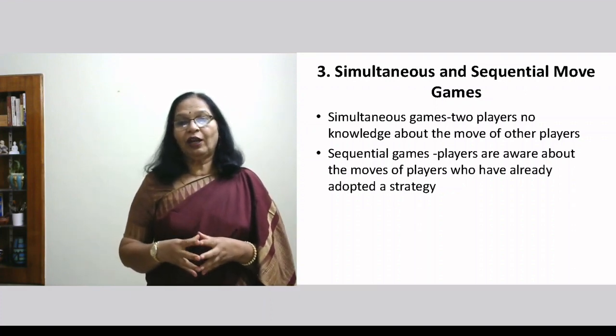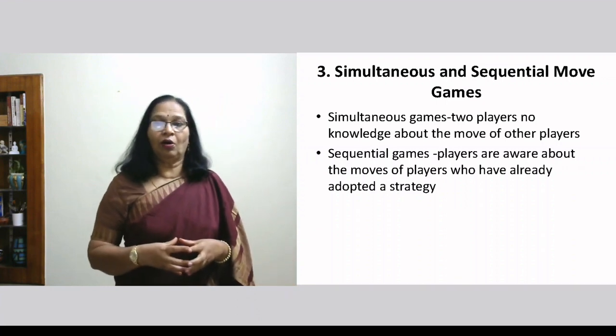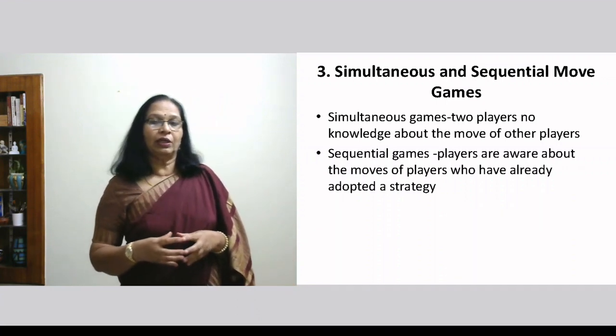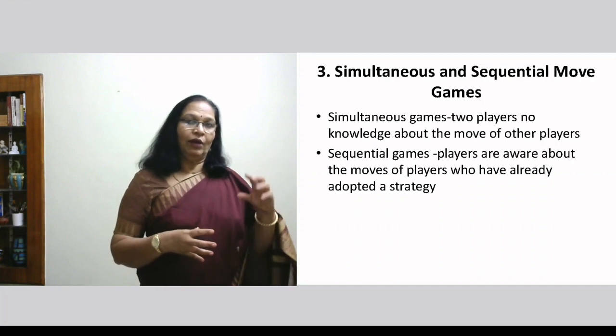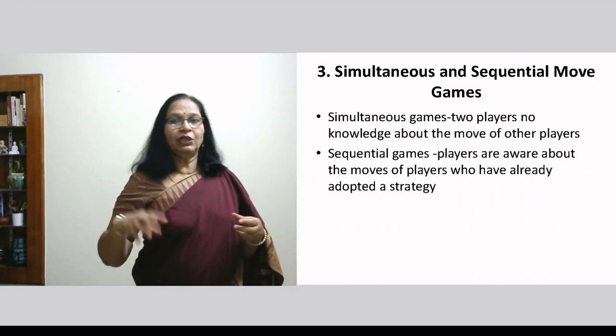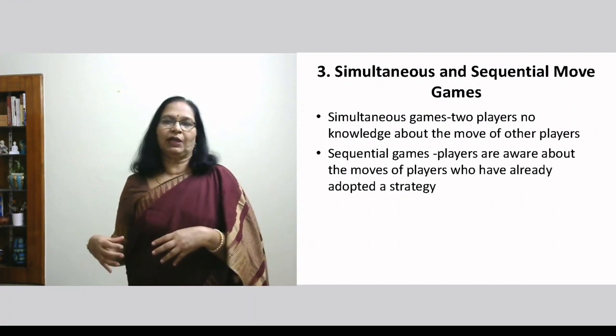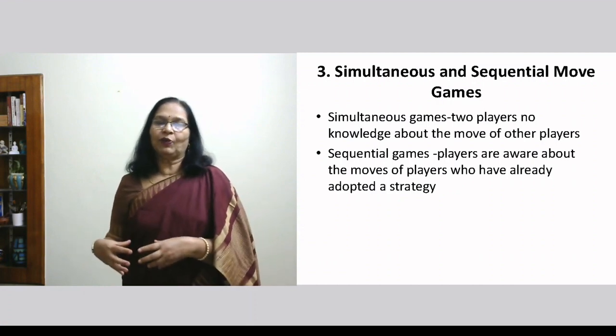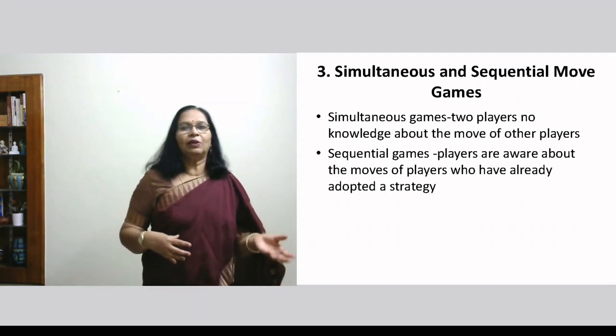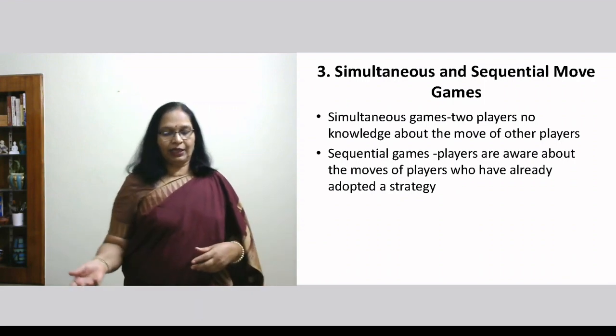Now, sequential games are different, the players are aware of how the moves have already been made. So, in sequential games, we know what has happened earlier, how this firm had taken a decision. That is known to this particular agent. In that particular case, we call it a sequential game. In the other one, the simultaneous game, one plays and the next one plays.